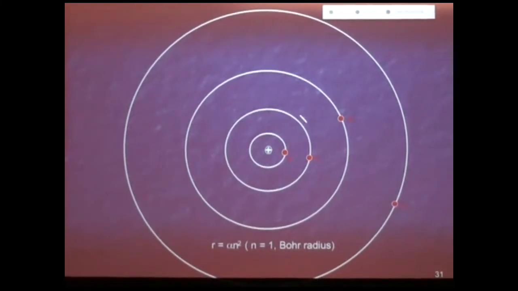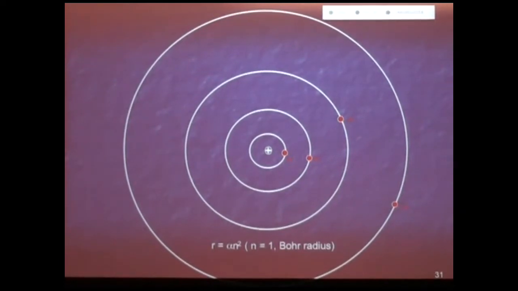Now the next circle where the ants can move is n equals 2 or n equals 3, and the next one is n equals 4. And so he constructed a series of orbits where the ants can move. The reason he chose r equals alpha times n squared is because that Balmer formula has n squared in it. So he used the Balmer formula to help him guide the path of the ants.